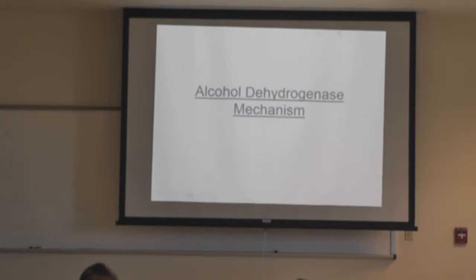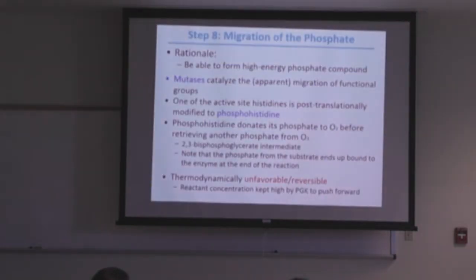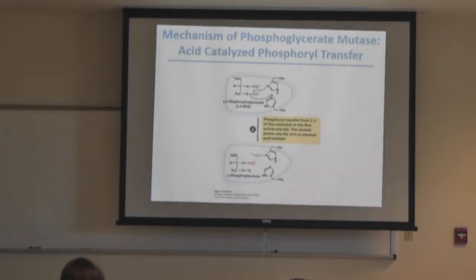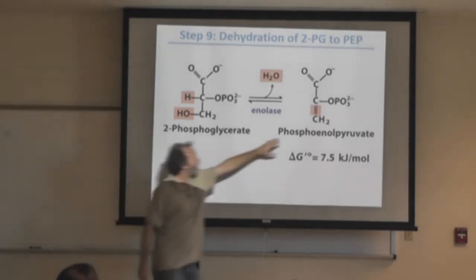And that one we won't see for a while. Okay. And here's the overall mechanism again. So it's a pretty simple mechanism. Next you have dehydration of 2-phosphoglycerate to phosphoenolpyruvate.